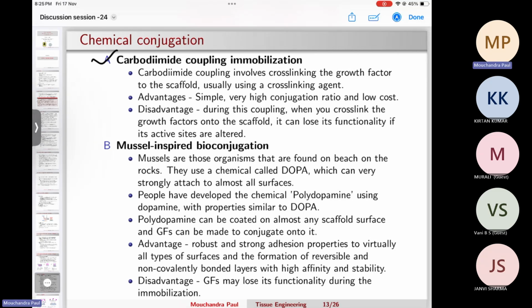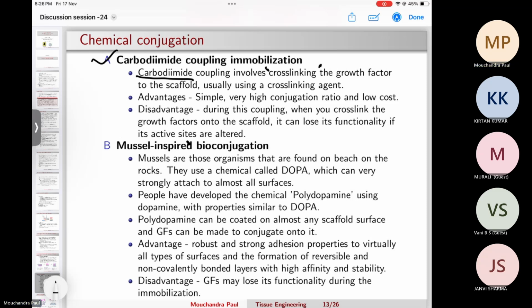carbodiimide coupling immobilization. Carbodiimide is a functional group, and this functional group has been used to covalently cross-link or covalently bind the growth factor molecule onto the scaffold. So by the term cross-linking, what do we mean? We mean some linker chemical molecules have been created, and in this case it is a carbodiimide group.